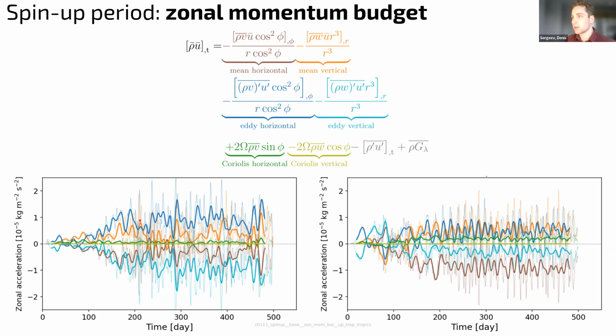And this eddy horizontal momentum flux due to stationary waves is what drives the flux of momentum to the equator and the acceleration of the equatorial jet. In the MJ regime, on the other hand, there are large fluctuations at the beginning, but then this sort of resonance is not achieved, and the flux of momentum due to horizontal eddies is much weaker here.